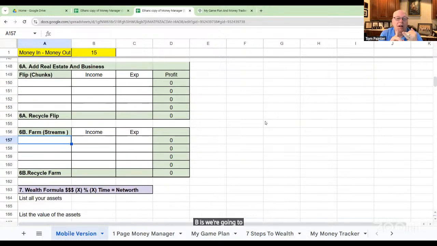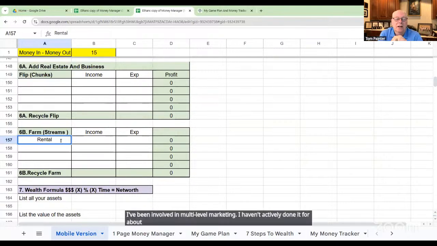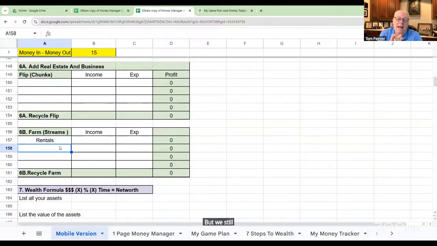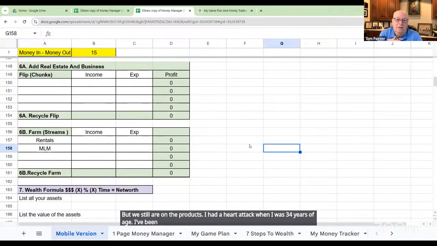What's another farm? Another farm is multi-level marketing. I've been involved in multi-level marketing. I haven't actively done it for about 10 or 15 years now, but we still are on the products. I had a heart attack when I was 34 years of age. I've been on nutritional products now for 30 years.